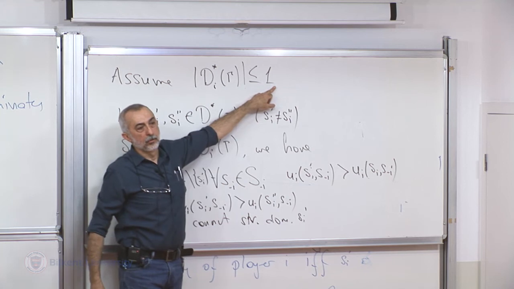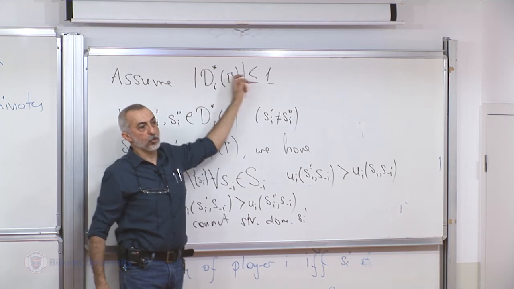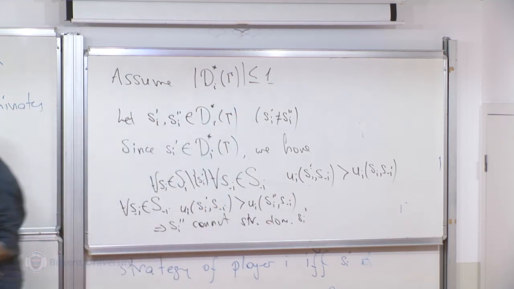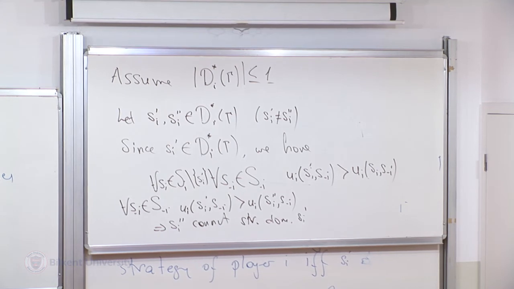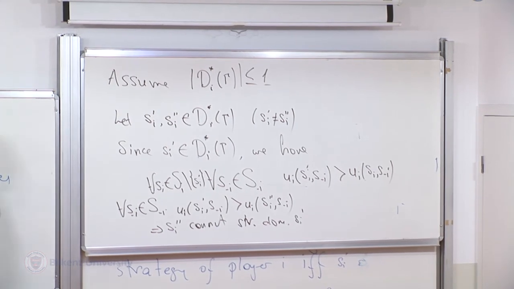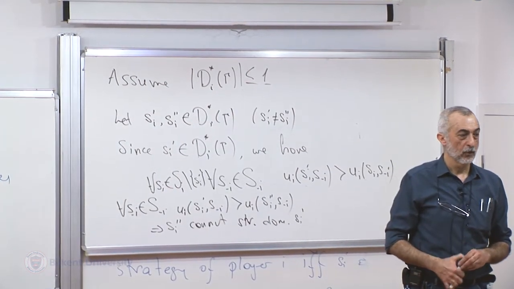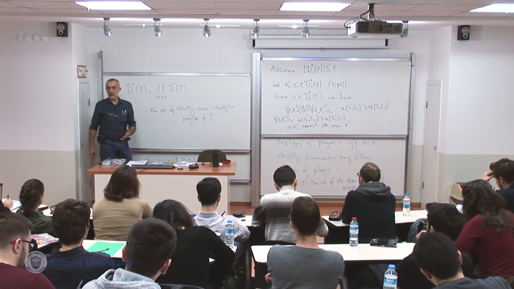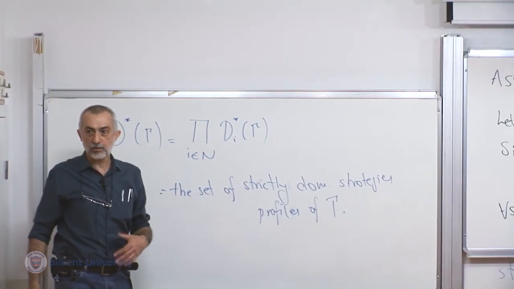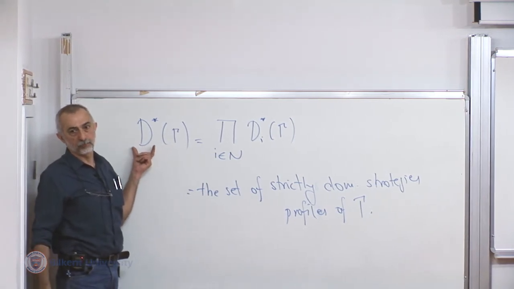This is true. In any game, any player can have at most one strictly dominant strategy. Well, if each of these sets contains a single element, the Cartesian product will also contain a single element. So any game can have at most one strictly dominant strategy solution. Which is good news, because it says that when you're making predictions, you can make exact predictions. When you're making prescriptions, you make exact prescriptions if you use this method.